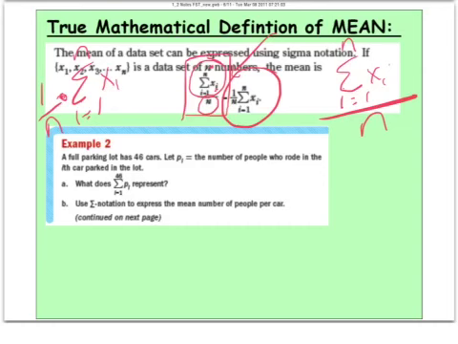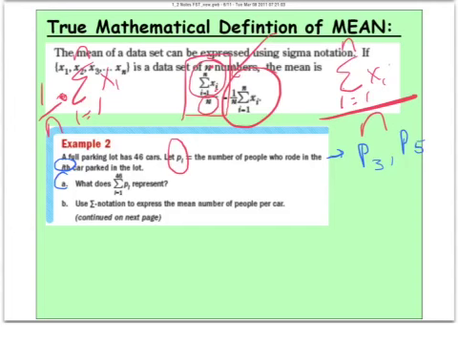All right, let's look at this example number 2. Here it is. A full parking lot has 46 cars in it. Let P sub i represent the number of people who rode in the ith car parked in the lot. So for example, if I had said, what does P sub 3 mean? P sub 3 would be the number of people who rode in the third car. P sub 5 represents the number of people who rode in the fifth car. So I physically count which car is in the fifth position and then count how many people.